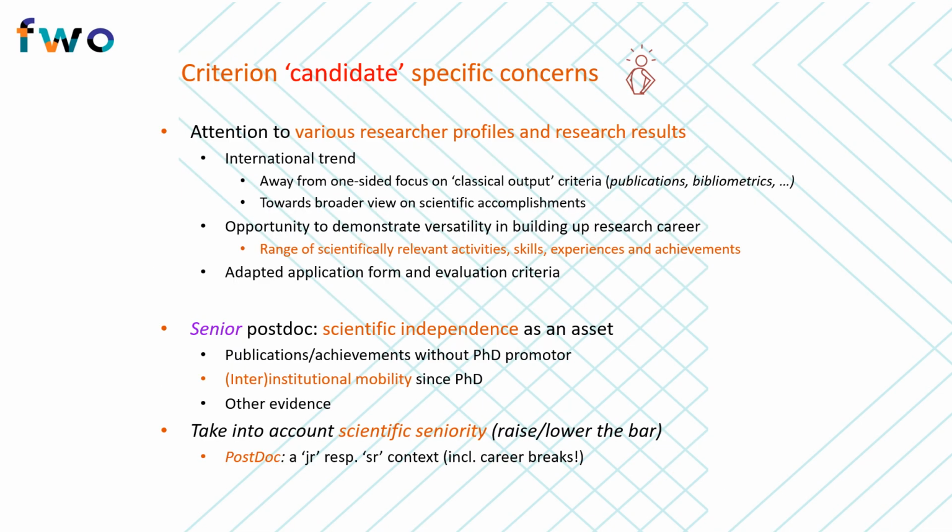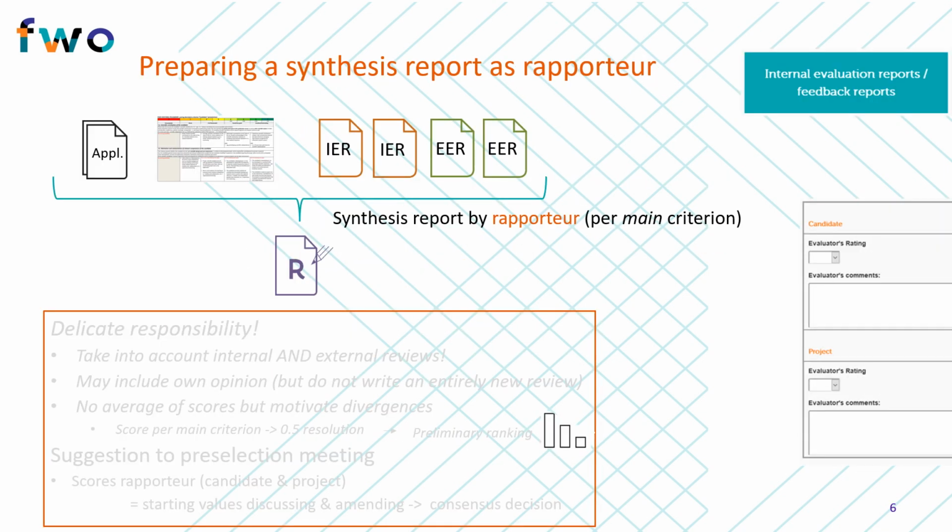The scoring grid incorporates FWO's policy to move away from a one-sided evaluation of candidates based solely on publications. A broader set of academic contributions should be considered when assessing the candidate. As rapporteur, you may, however, be confronted with reviews that focus mainly on publications. In these cases, we urge you to correct for this narrow approach in the synthesis report you write and in the score you give. As rapporteur, we expect you to get acquainted with the application as well as with the four reviews that were provided.